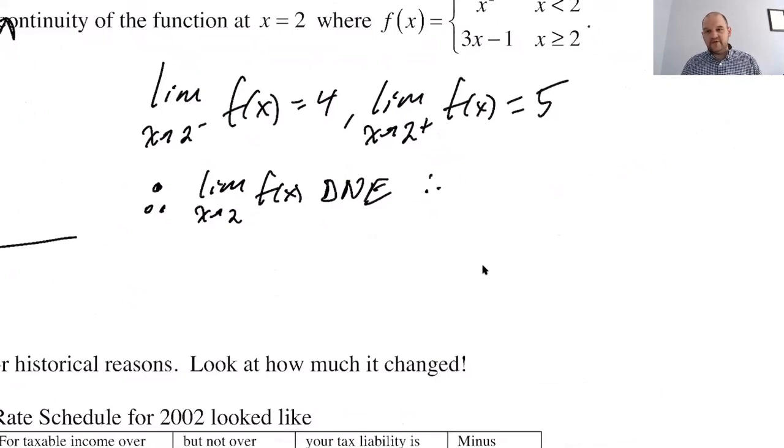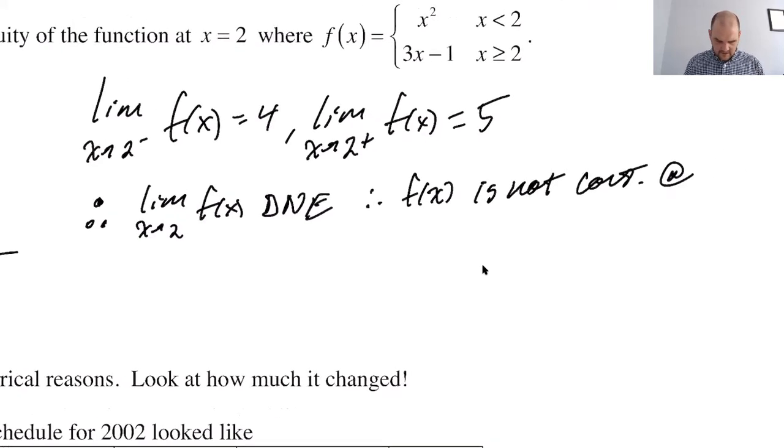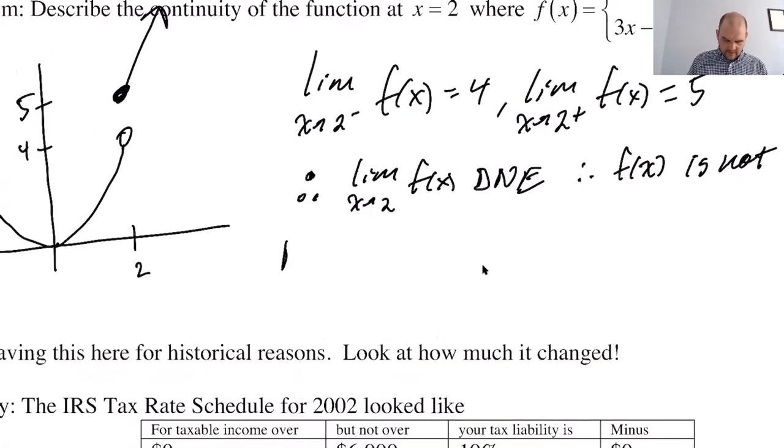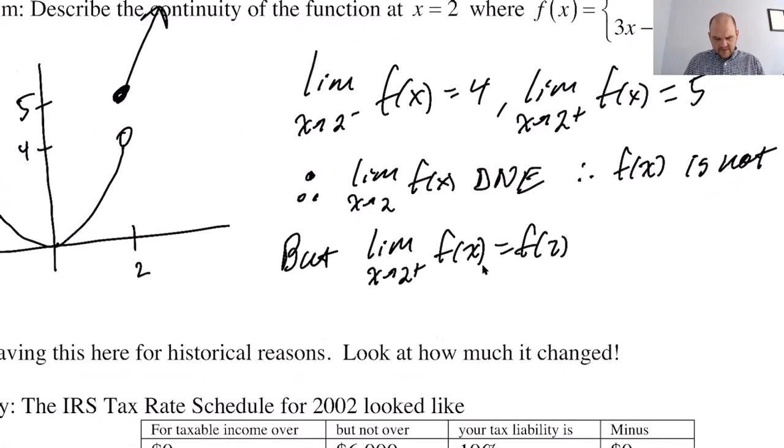Therefore, double therefore, that's a weird sentence. But therefore, f of x is not continuous at, am I at the edge? x equals 2. Not continuous at x equals 2. But, look at our graph. But the limit as x approaches 2 from the right of f of x equals f of 2, which maybe I should say the value equals 5.